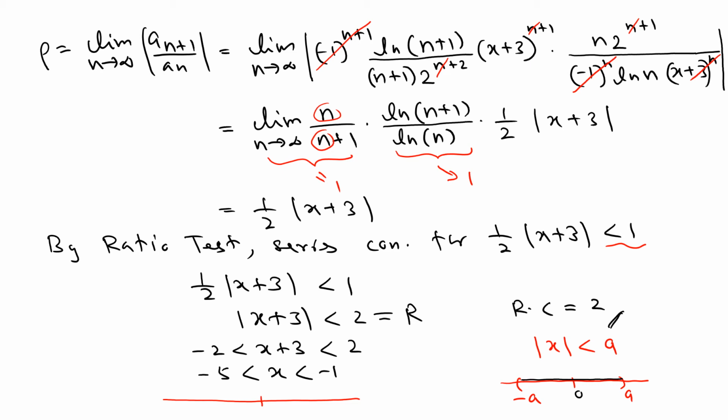So we're going to check the two values, negative 1 and 1. We know that inside the interval the series will definitely converge, but we don't know what happens at the endpoints. So let's check the two endpoints.